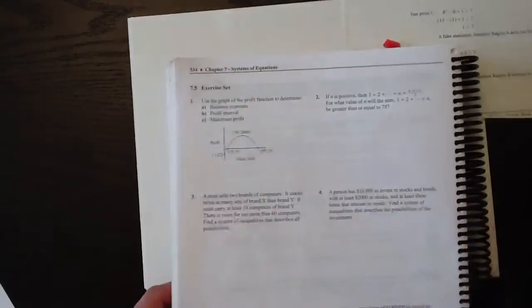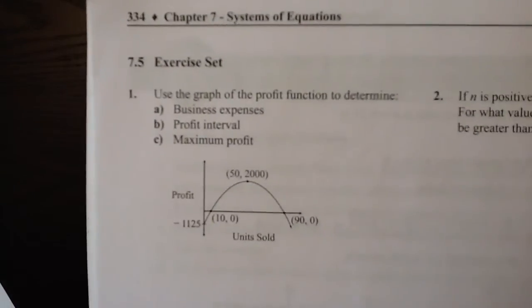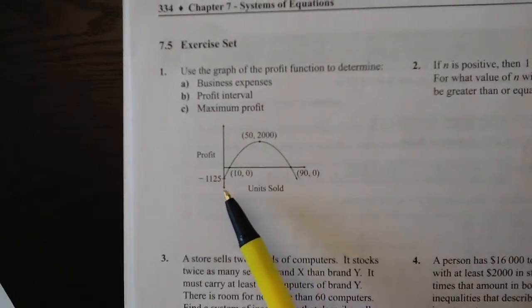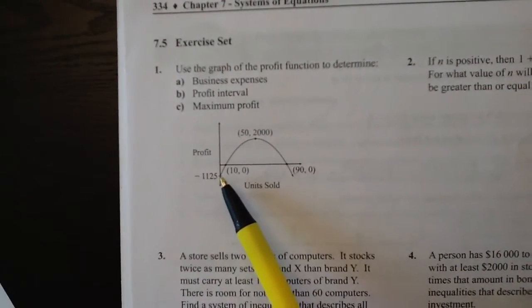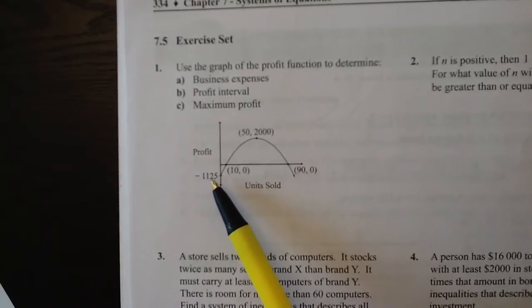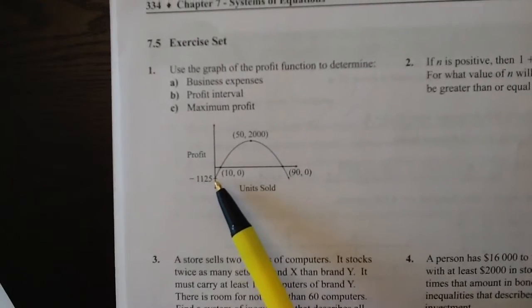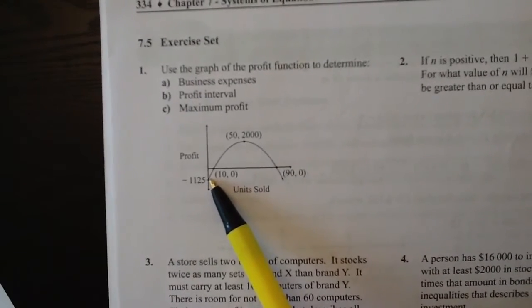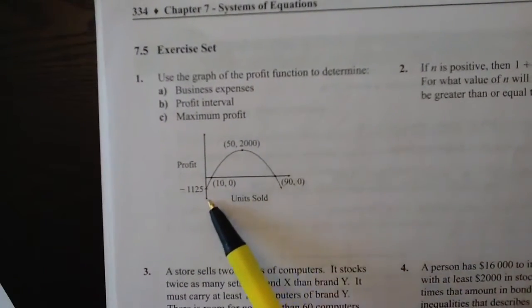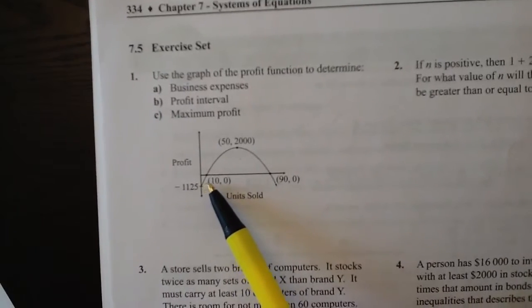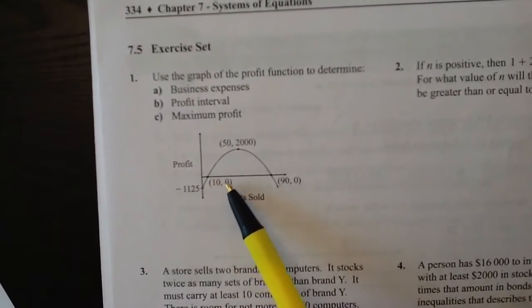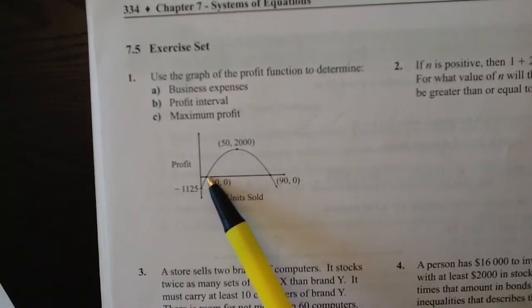So here you have a graph of profit versus units sold, and it shows that if there are 0 units sold, in other words right here on the y-axis, if there are 0 units sold, the profit is negative 11.25, and that must mean that the company is spending 11.25 whether they produce or not. So business expenses, 11.25. As they produce, if they produce 10 units, then profit is 0. It means that they break even.